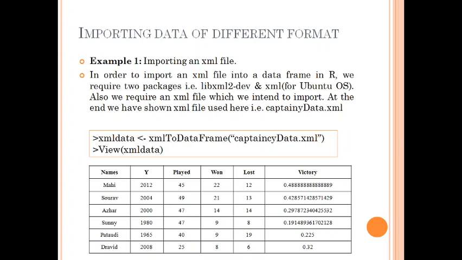The last part of today's session is importing data from different file formats. From day 2 we are using a data frame which is created from a .csv file. But what if we want to create a data frame from a different file format like a .txt file or .xml file? So here we will see creation of a data frame from an .xml file and a .txt file.